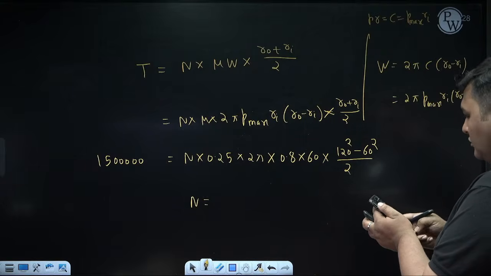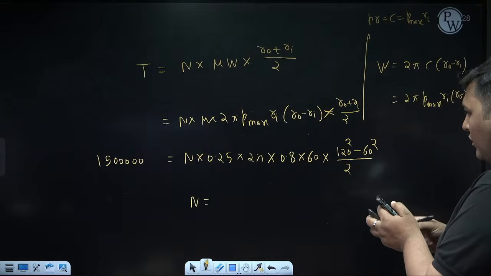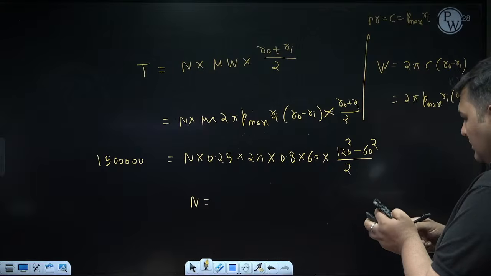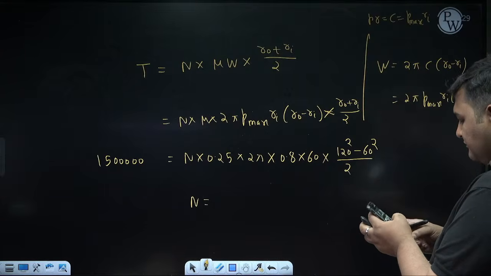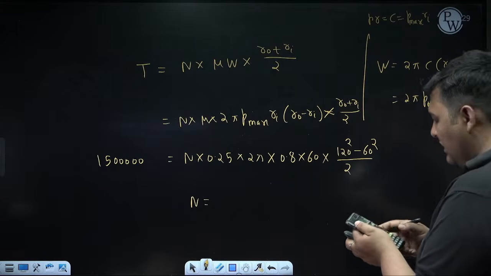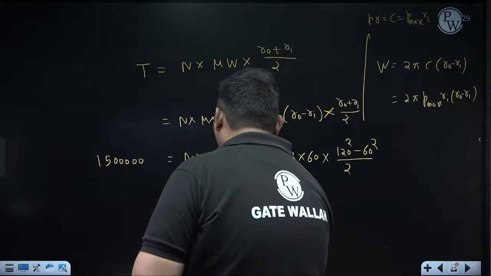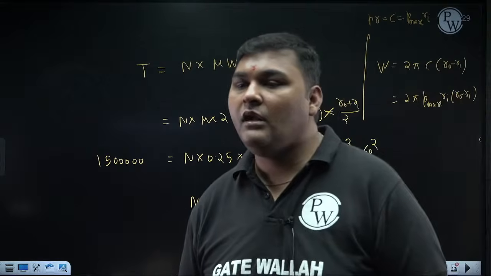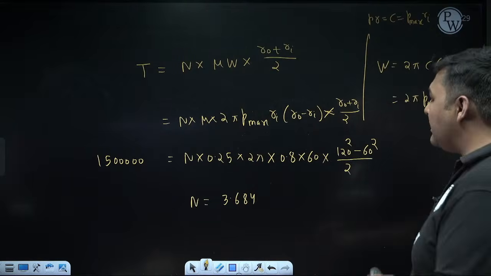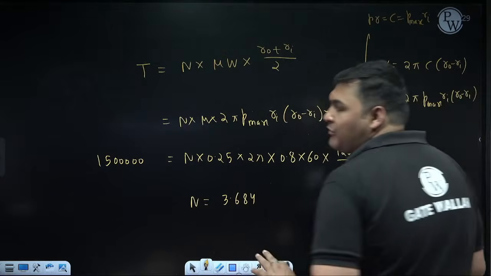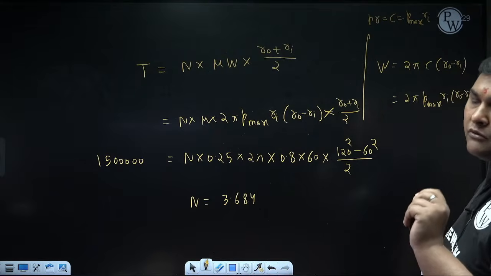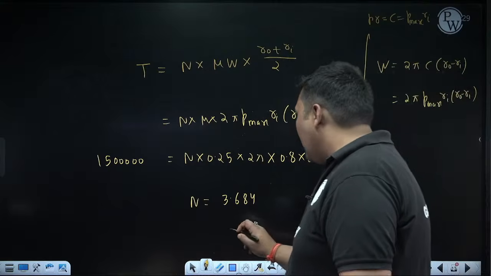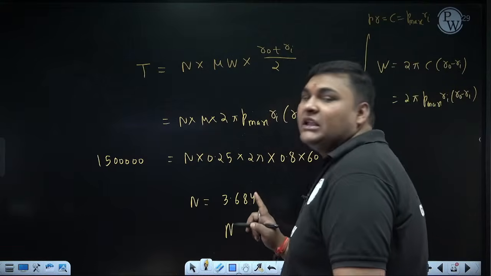1500,000 into 2, answer divided by 0.25 into 2. Check the calculation. Na? Is it coming 3.684? Okay. Yes. Now see, number of pairs of contact surfaces cannot be in decimal. Na? It will always be a natural number. So what we'll do? Whatever limiting value is coming, na, actual N we will take greater than this.